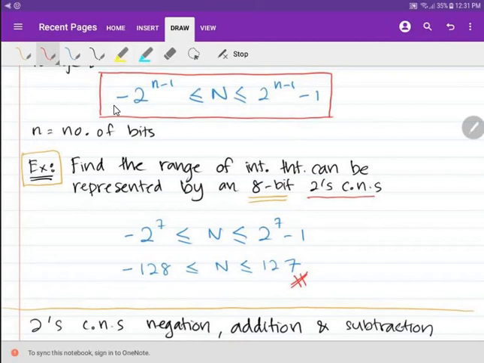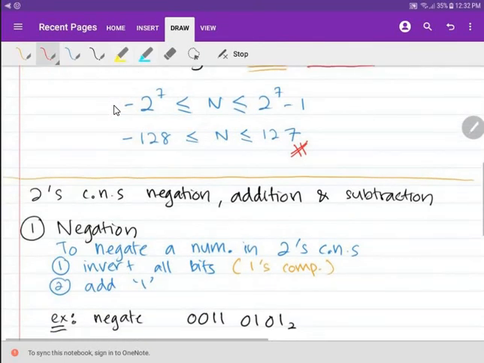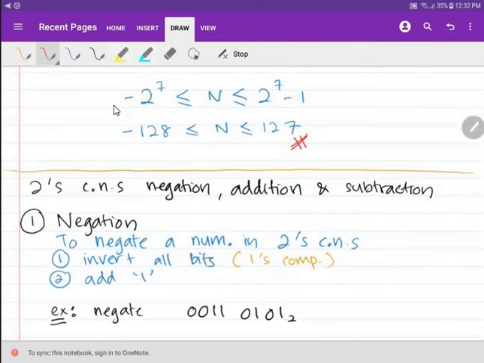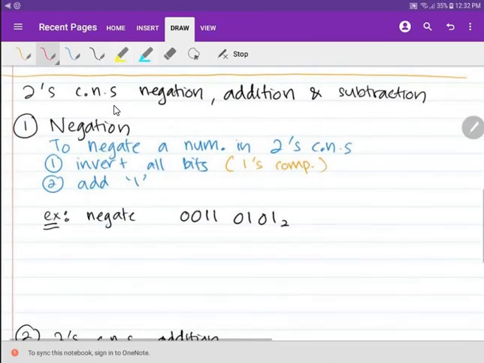So the next thing that we want to try to recollect is 2's complement number systems: negation, addition and subtraction. Let us see the first one, which is 2's complement number system negation. So what is negation?